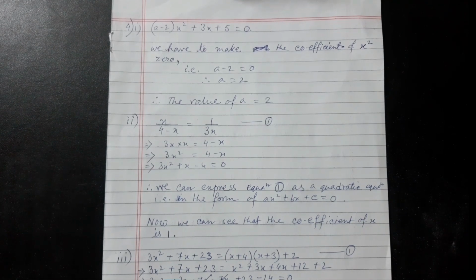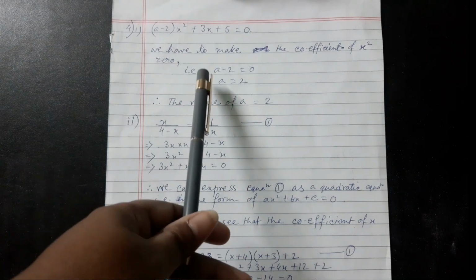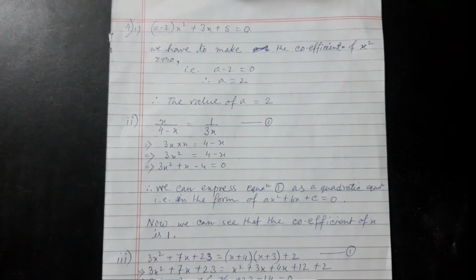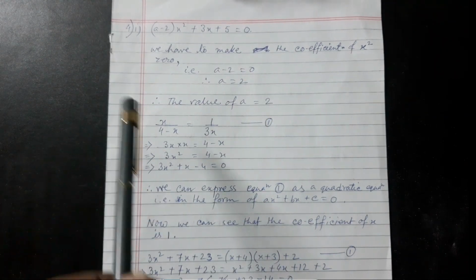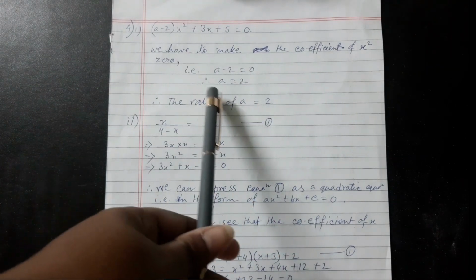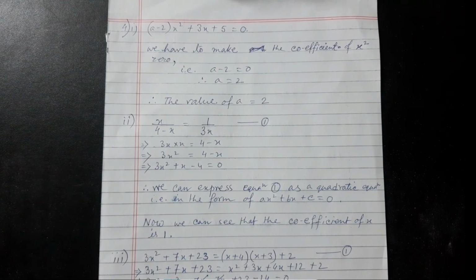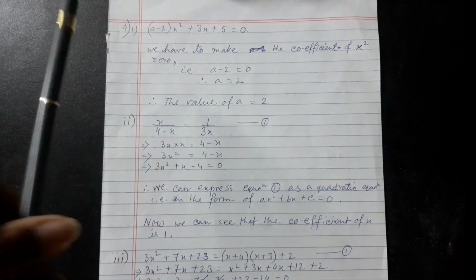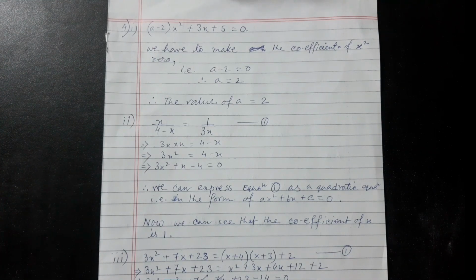So, this x square term will vanish and the equation will no more be a quadratic equation. So, we can say that we have to make this coefficient 0. For this, we write a minus 2 equal to 0, then a equal to 2. So, the value of a is 2. If we put 2 here, then the equation will no more be a quadratic equation. Okay. Now, the next sum.